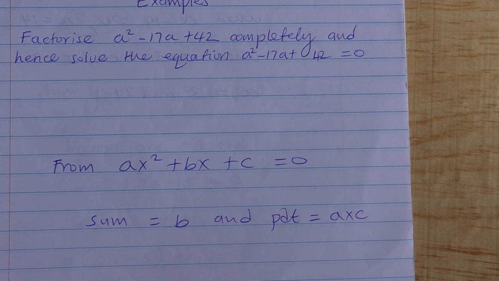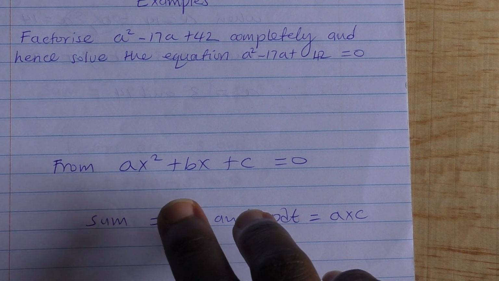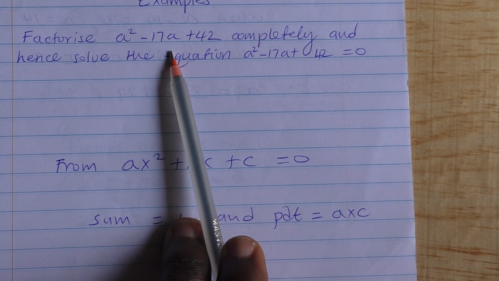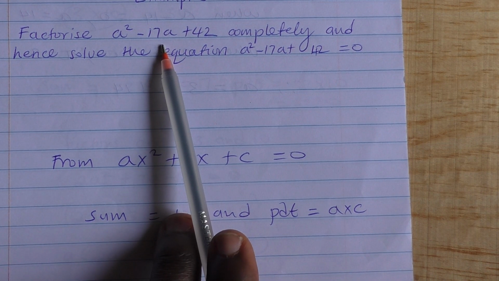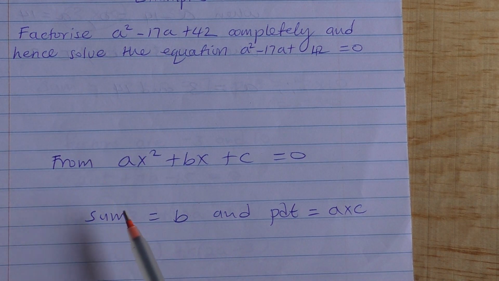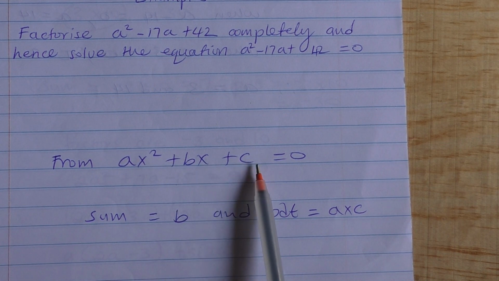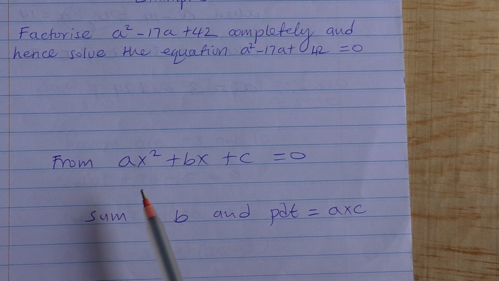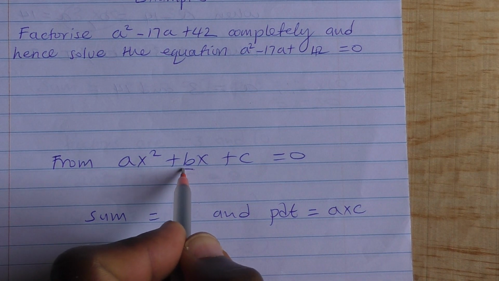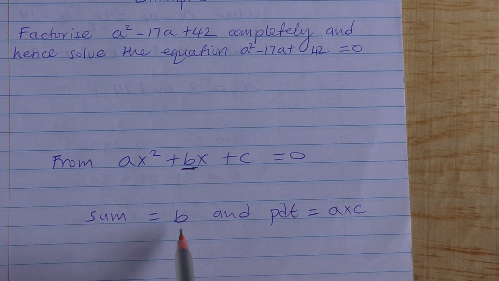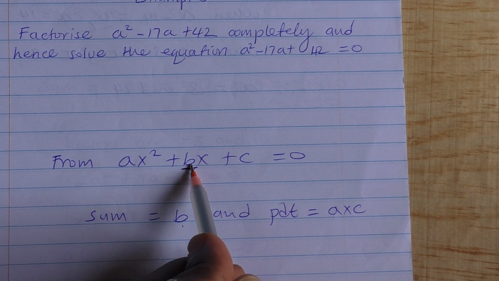For us to factorize this, we must get the sum and the product of the factors that make up this equation. For instance, from our general equation, which is ax squared plus bx plus c equals 0, the sum is always the coefficient of x. So our sum will be b, the coefficient of x.